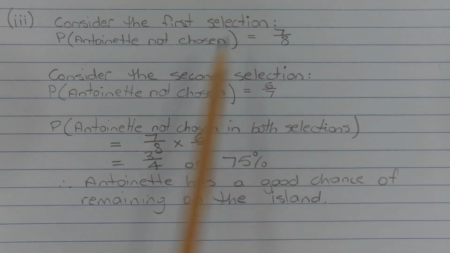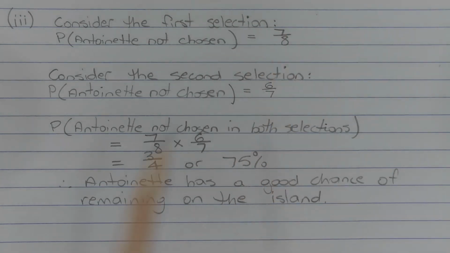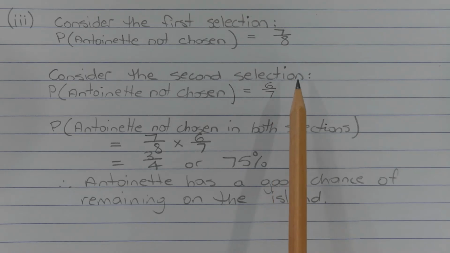Consider the first selection. In the first selection, there are 8 people to choose from, of which one of those 8 people is Antoinette. So the probability that Antoinette is not chosen is 7 out of 8. So let's assume in the first selection that someone else was chosen and Antoinette has remained on the island. So let's consider the second selection.